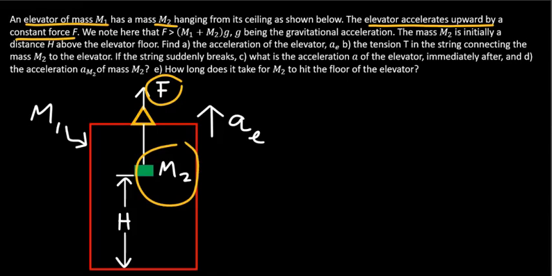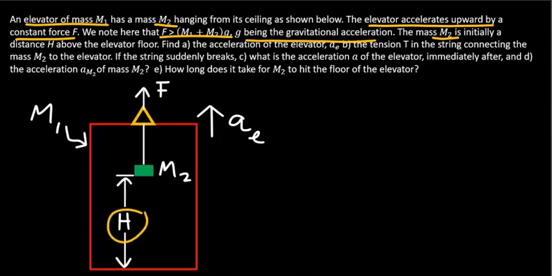Now we note here the condition that the upward force is greater than the sum of the two weights, the weight of the elevator plus the weight of that hanging mass. Here g being the gravitational acceleration. The mass m2 is initially a distance h above the elevator floor. First, find the acceleration of the elevator, and then determine the tension T in the string connecting the mass m2 to the ceiling of the elevator.